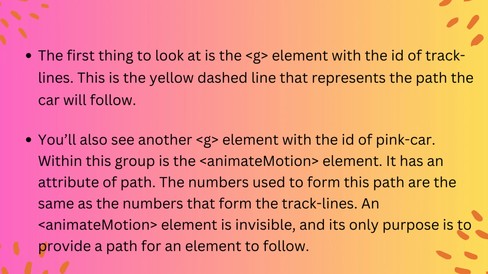It has an attribute of the path. The numbers used to form this path are the same as the numbers that form the track lines. An animate motion element is invisible, and its only purpose is to provide a path for an element to follow.